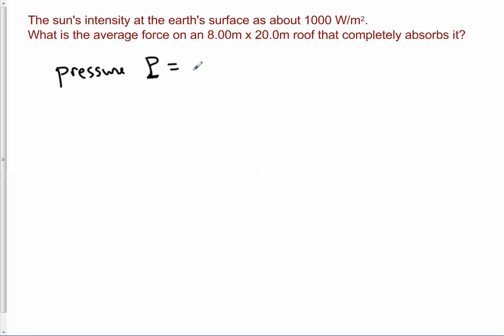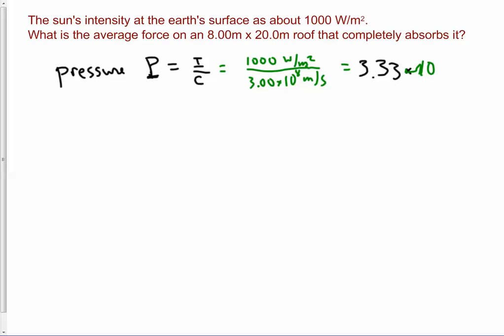Okay, so pressure is, now if it's a roof that completely absorbs it, like a black roof, then the 1 plus f factor was just a 1. So it's just I divided by c. Okay, so then we put the numbers in. It's going to be 1,000 watts per square meter divided by 3 times 10 to the 8th meters per second, which is 3.33 times 10 to the minus 6th newtons per square meter, which by the way is just Pascal. 3.33 times 10 to the minus 6th Pascal. That's a very small pressure. Okay, now that's the pressure, so that's how many newtons for every square meter. Now, what's the overall force?